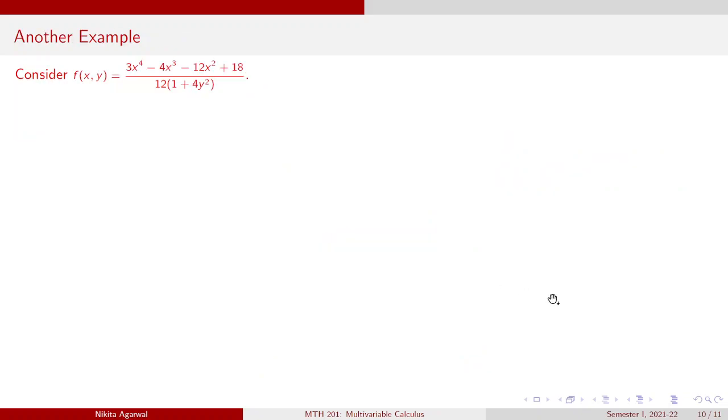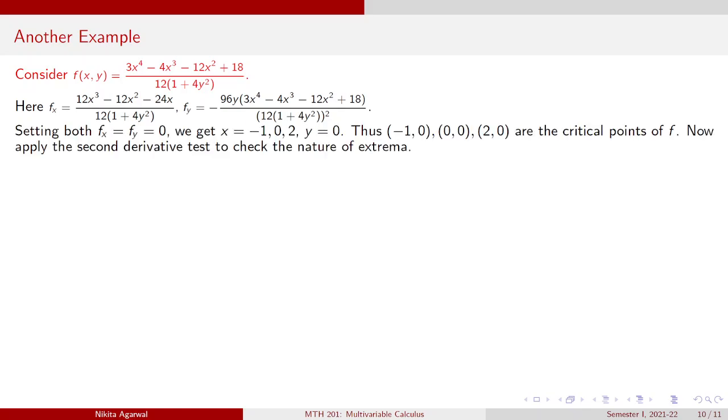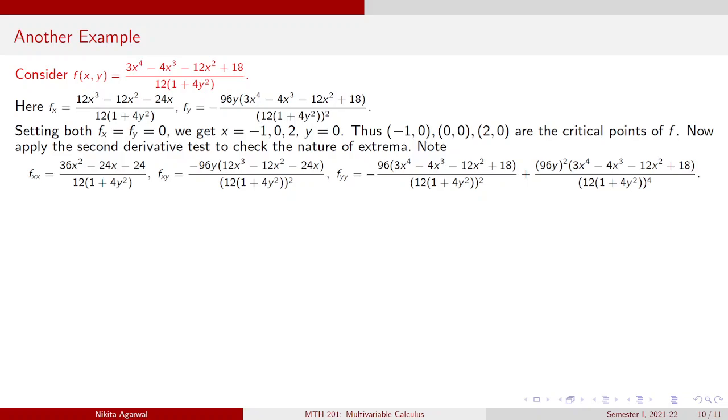Okay. Let us look at another example which has more features. So you consider this function. These are the first partial derivatives. When you set them equal to 0, you get 3 critical points, which are these. Now, let us apply the second derivative test. For the second derivative test, you need to compute all the second order partial derivatives. And you can check that if y is 0, then fxy is 0, right? And y is 0 in all these 3 points. So we don't even have this term. So the Hessian matrix in all the 3 cases is a diagonal matrix.